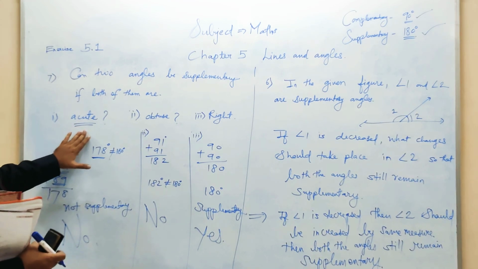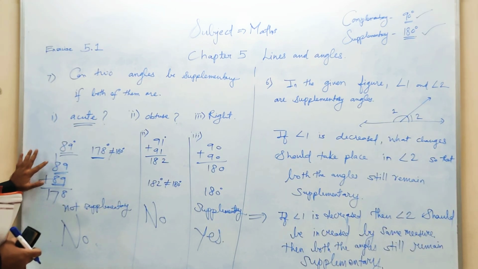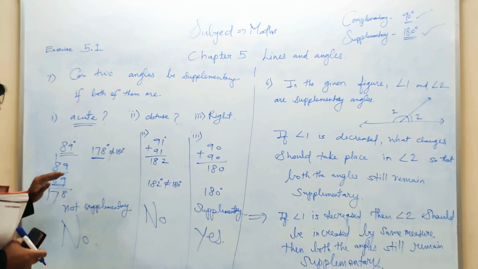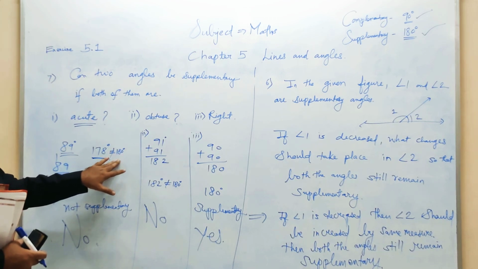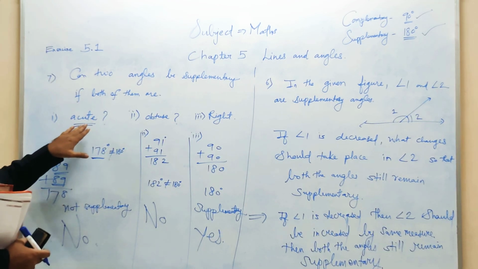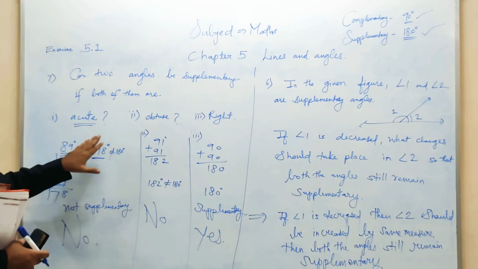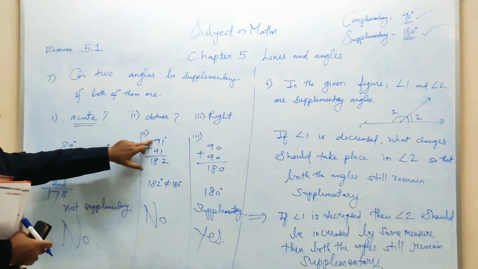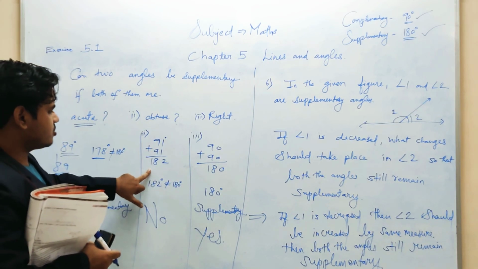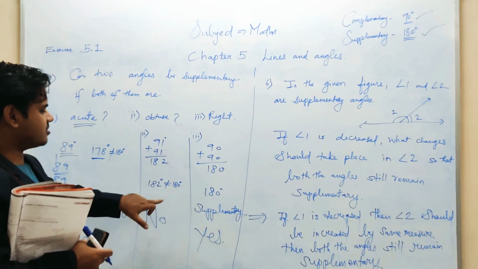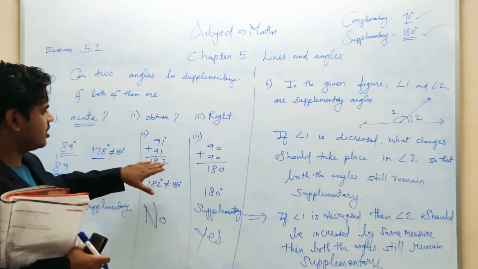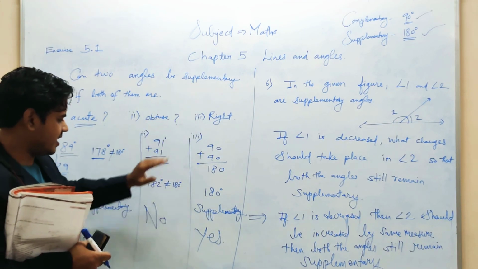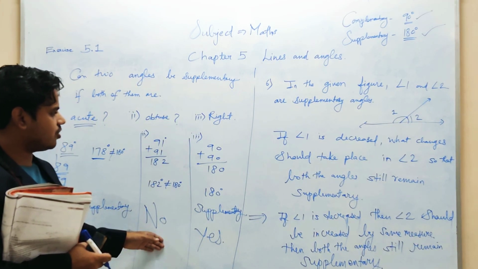If both the angles are acute, then if you take 89 plus 89, that is 178. So the sum does not come to 180 degrees. So we can see that if two angles are acute, their sum is not equal to 180 degrees. If both the angles are obtuse, more than 90, that is 91 plus 91, that will be equal to 182 degrees. So this is not equal to 180 degrees. So the sum of two obtuse angles will not be equal to 180 degrees, it is not supplementary. So we wrote here no.